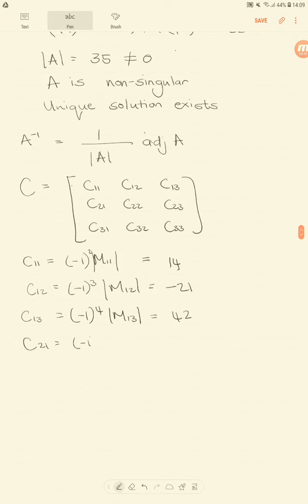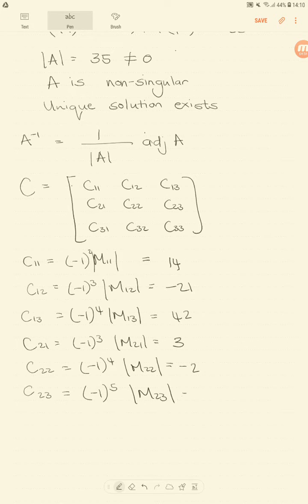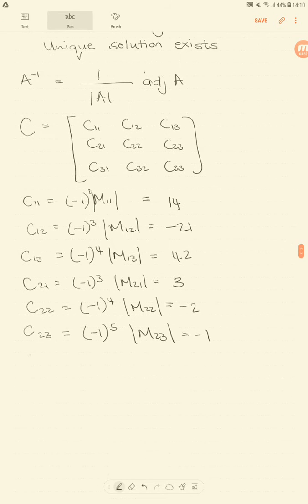C21 is equal to minus 1 to the power of 3 times M21's determinant, which is equal to 3. C22 is equal to minus 1 to the power of 4 times M22's determinant, which is equal to minus 2. And C23 is equal to minus 1 to the power of 5 times M23's determinant, which is equal to minus 1.